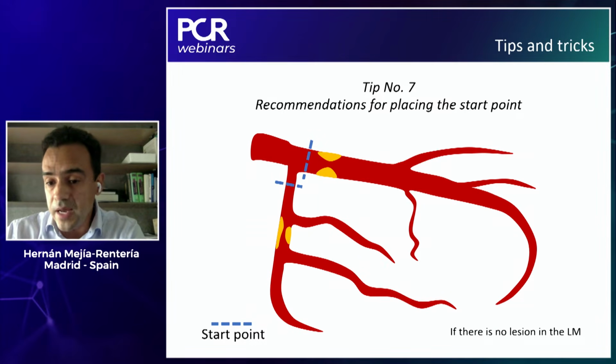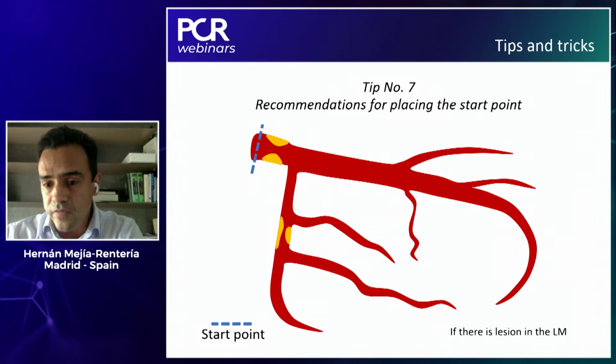But if the left main has not a significant lesion and the target stenosis is in the LAD or in the left circumflex, you don't need to place the start point in the left main. You can start the vessel segmentation in the proximal LAD or in the proximal left circumflex. If your main target lesion is in the LAD or in the left circumflex, but there is also a concomitant significant left main stenosis, then you need to start the segmentation proximal to the left main stenosis.